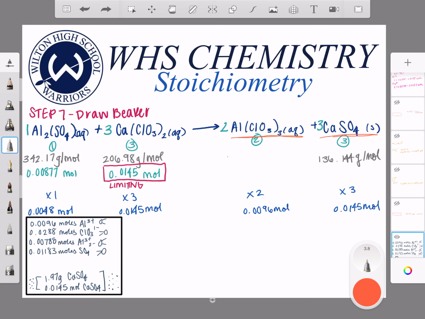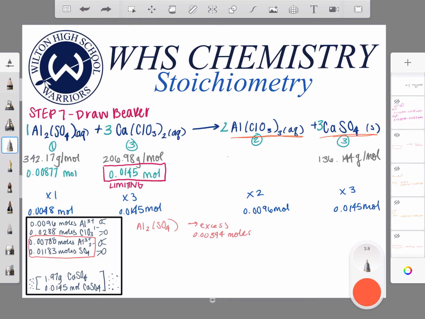Now, there are 2 other ions in this solution, and you might be wondering where those are coming from. We said there was going to be excess in our reaction, and the excess was of the aluminum sulfate right here. And while it's not on the product side and we're drawing a beaker of the product side, the excess we will draw in the beaker as they are ions and they are excess. So that's why we have these ions right here, and that's what they are representing.